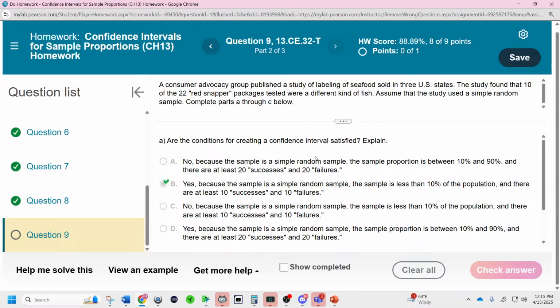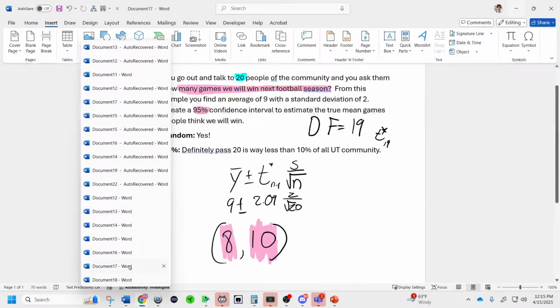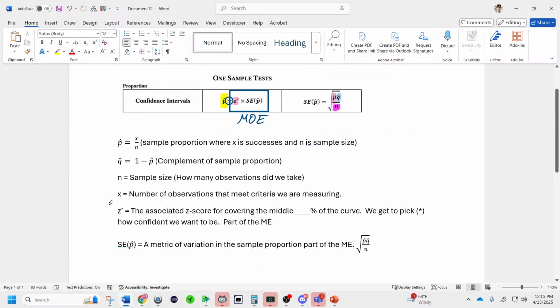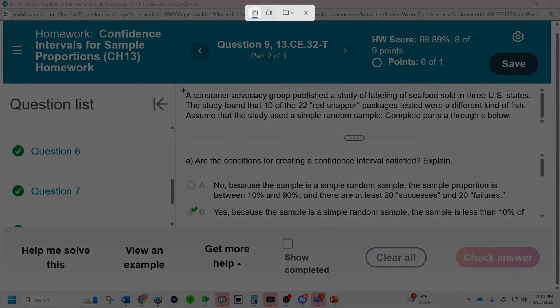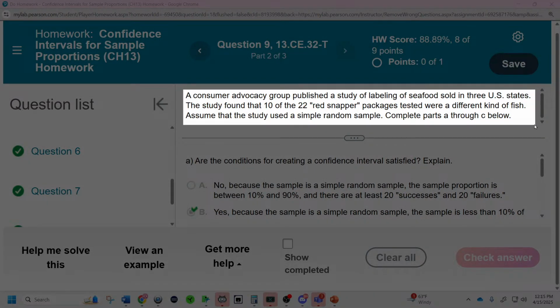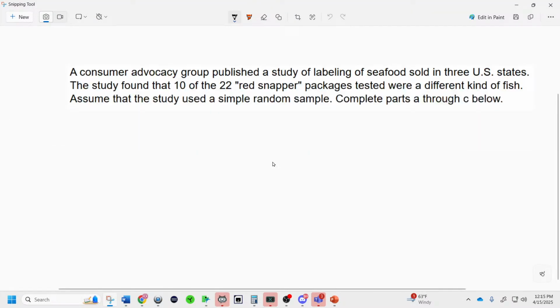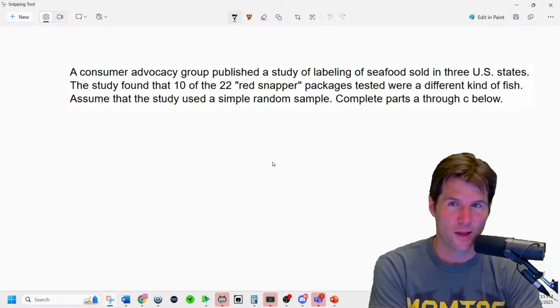How many failures were there? A failure is the non-conforming group. We took some notes on this during class. Take a quick screenshot of this right here. So this was from class. That's the sample size. Good answers, Nancy. And how many successes were there? Yeah, 12. There you go. You got it. There were 10 successes and 12 failures.